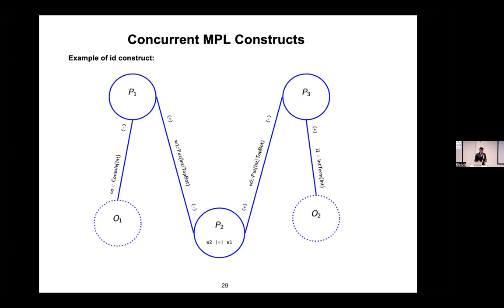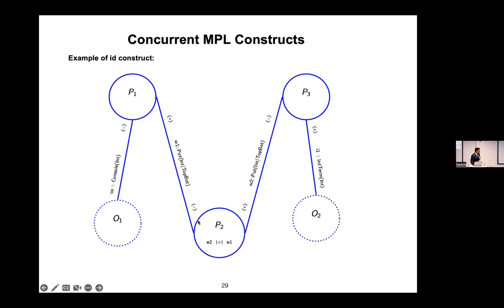So let's look at an example of a program with identity. P1, P2, and P3 are the processes that I'm going to define. And O1 is the outside world, shown with a dotted line and dotted circle. O2 is again the outside world, connected to process P3. So this process P1 is going to get a value from a service channel. It is going to put a value on this channel W1.